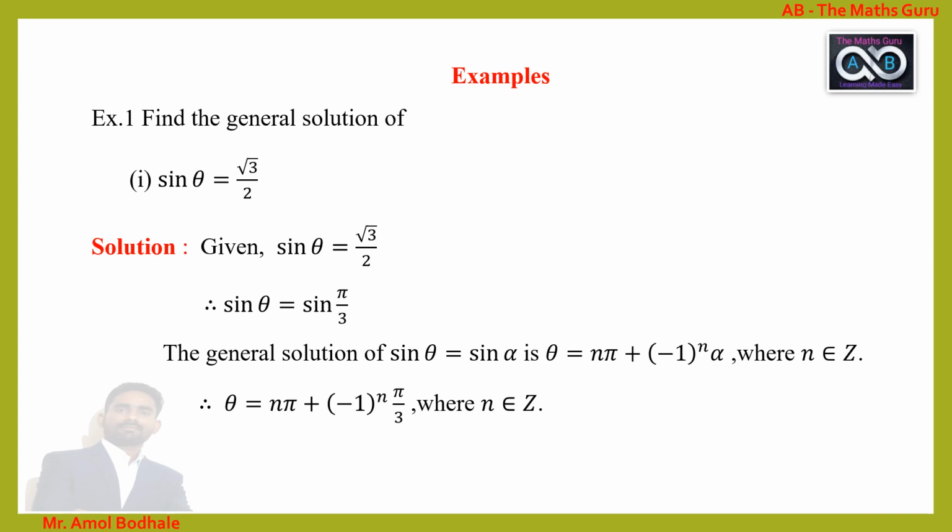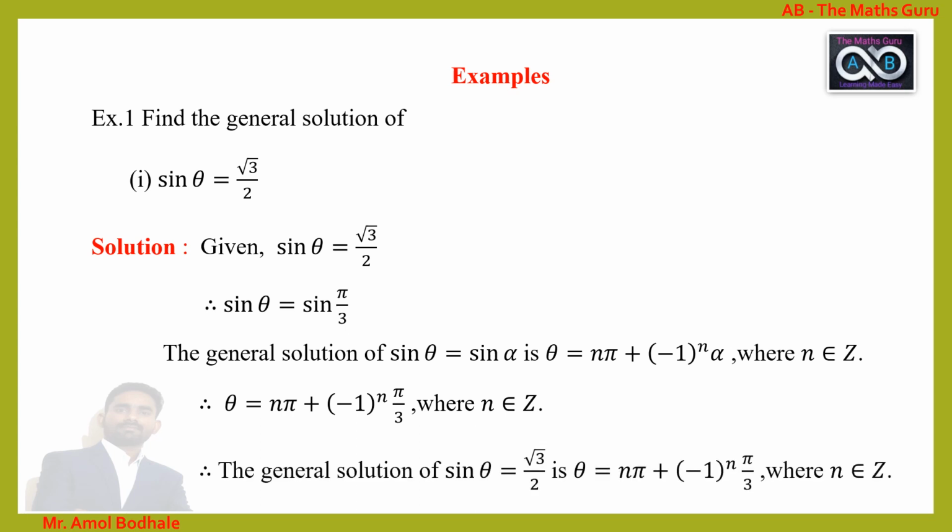So we'll replace alpha by pi by 3 to find the solution. So here theta equals n pi plus (minus 1) raised to n, and the angle alpha is pi by 3, so we'll write pi by 3 here. Therefore the general solution of sin theta equals root 3 by 2 is theta equals n pi plus (minus 1) raised to n pi by 3, where n belongs to Z.